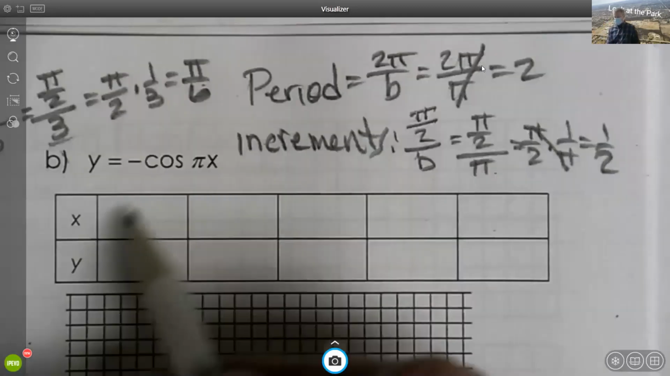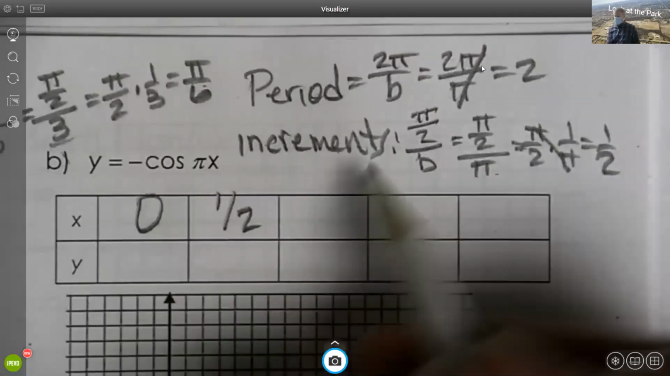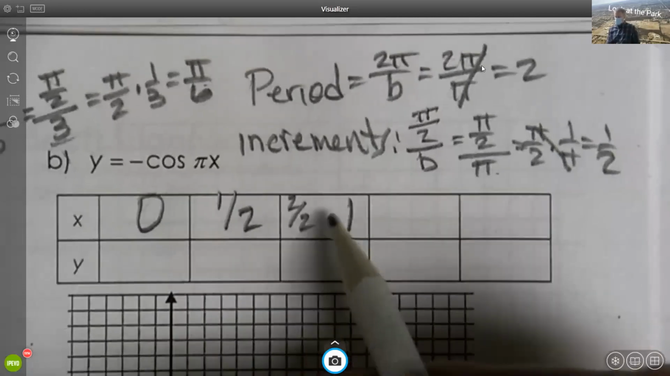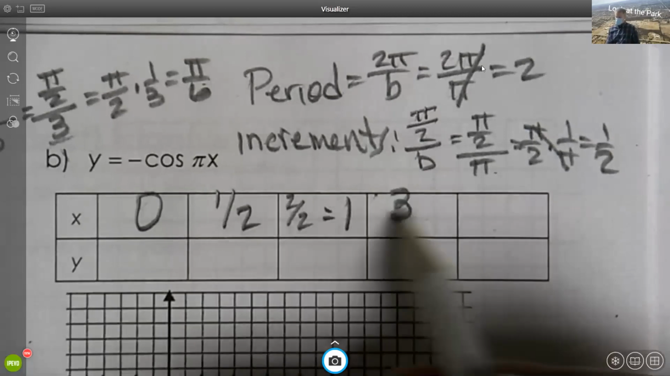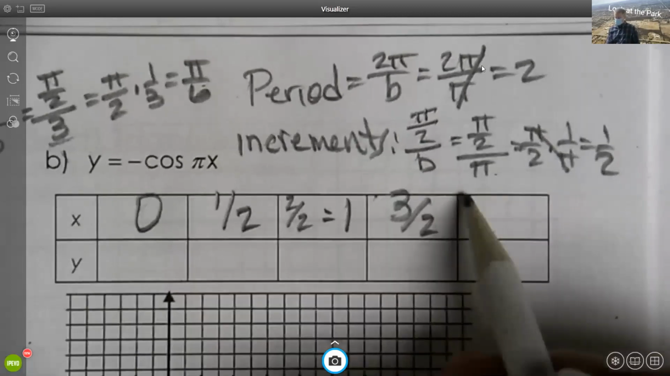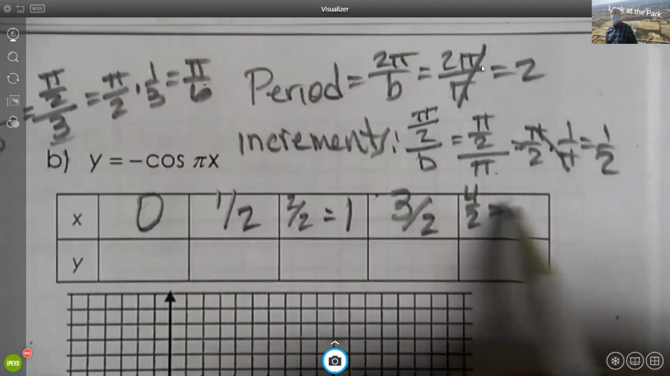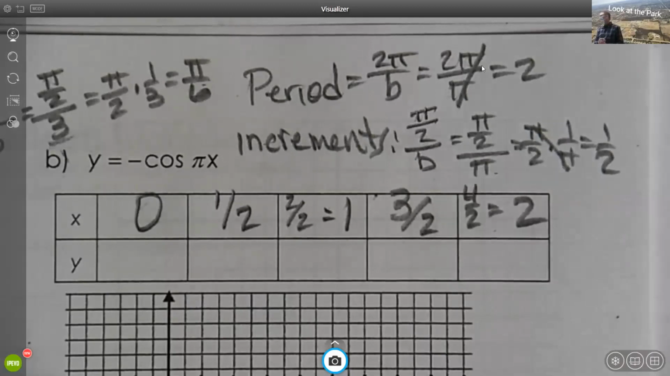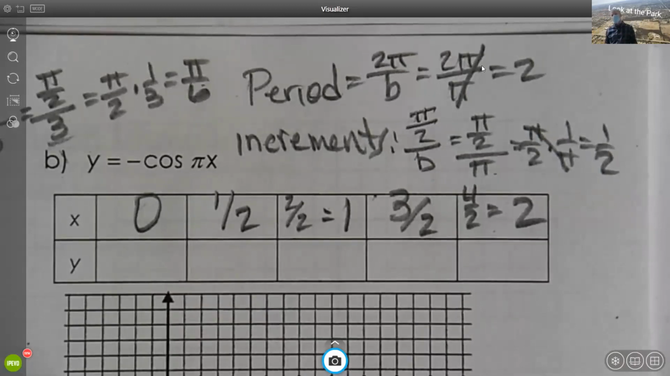So we're 0, 1/2, 2/2, which is 1, 3/2, and then 4/2, which is 2. And didn't we say the period was 2? Didn't we say the whole graph was going to go through 2? So that's why that last box is going to be the period. It will always be the period.